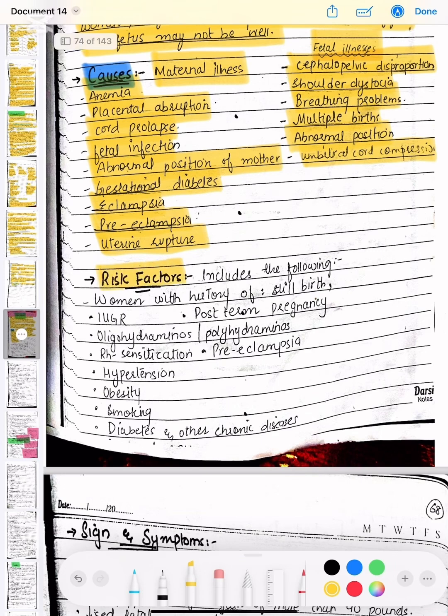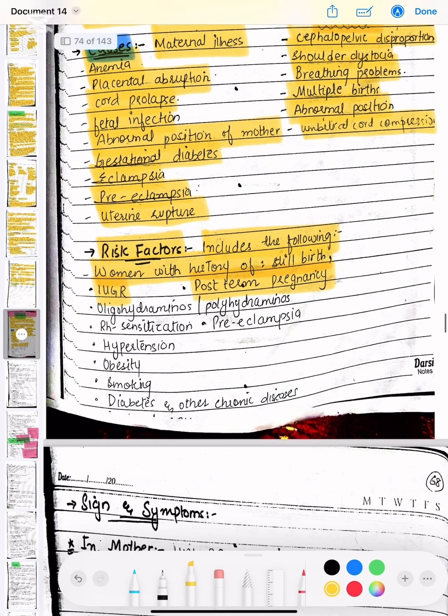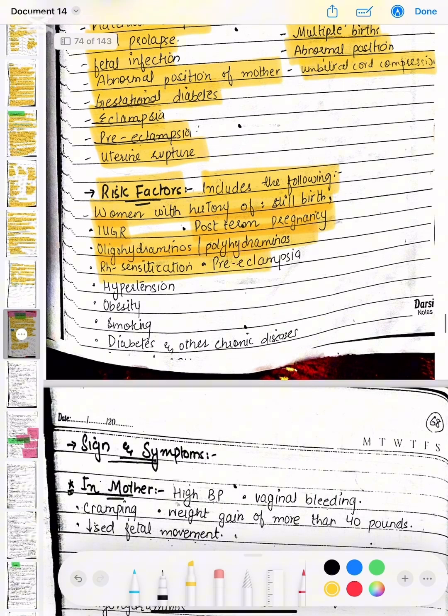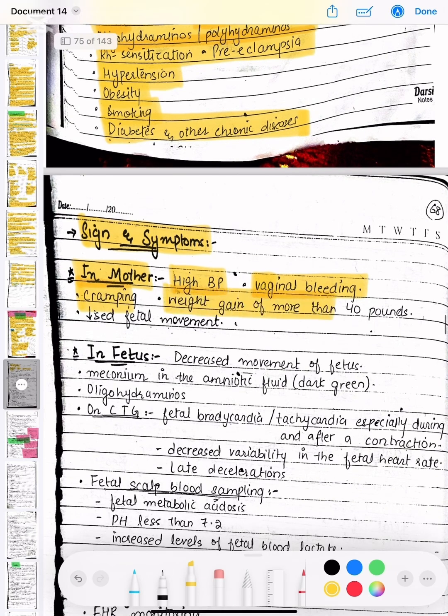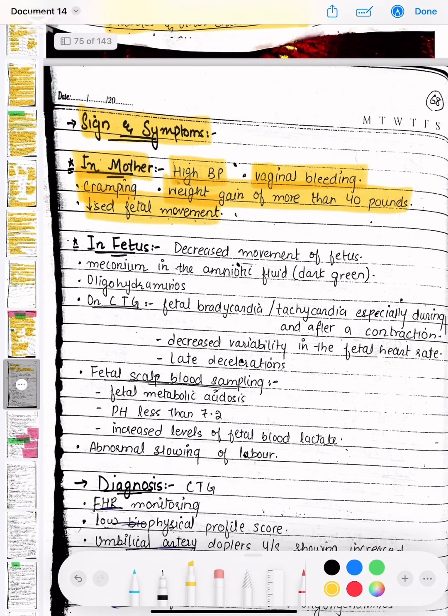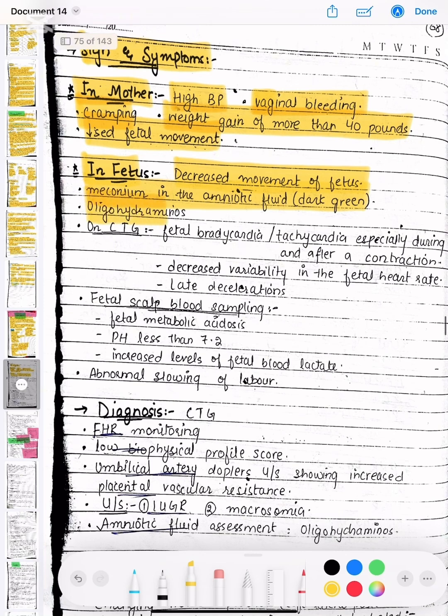Now, the risk factors include the following: the woman with history of stillbirth, intrauterine growth restriction, postterm pregnancy, oligohydramnios or polyhydramnios, Rh sensitization and preeclampsia, hypertension, obesity, smoking, diabetes, and other chronic diseases. The signs and symptoms in the mother are high BP, vaginal bleeding, cramping, weight gain of more than 40 pounds, and decreased fetal movement. In the fetus, decreased movement, meconium in the amniotic fluid that is dark green, and oligohydramnios.